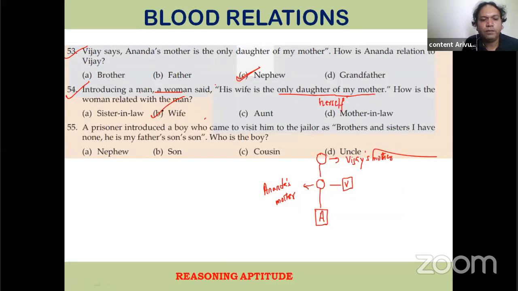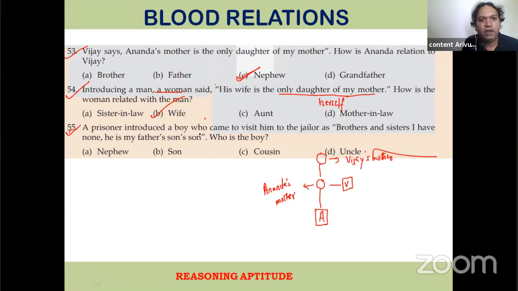Question 54, the answer becomes B. Because when a woman is saying only daughter of my mother, she's talking about herself. So basically she's saying that I am his wife. So how is the woman related with the man? The answer would be wife.